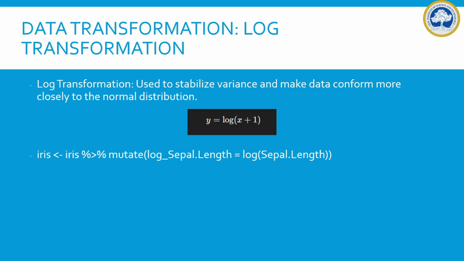Log transform is used to stabilize the variance and make the data closer to the normal distribution. So why do you want to make the data normally distributed? Because if you see the normal distribution, most of the data are close to the mean value. Such type of data is easy to classify or predict under a machine learning model.